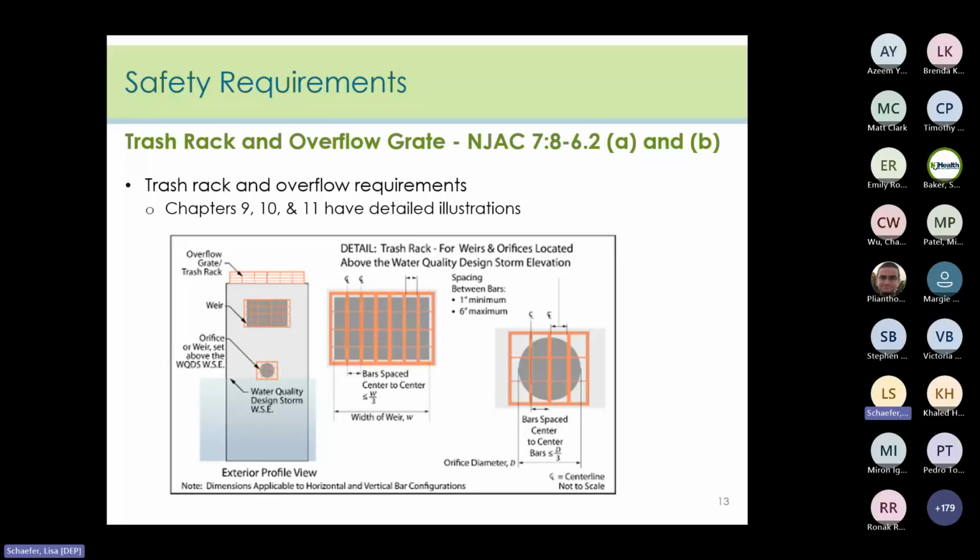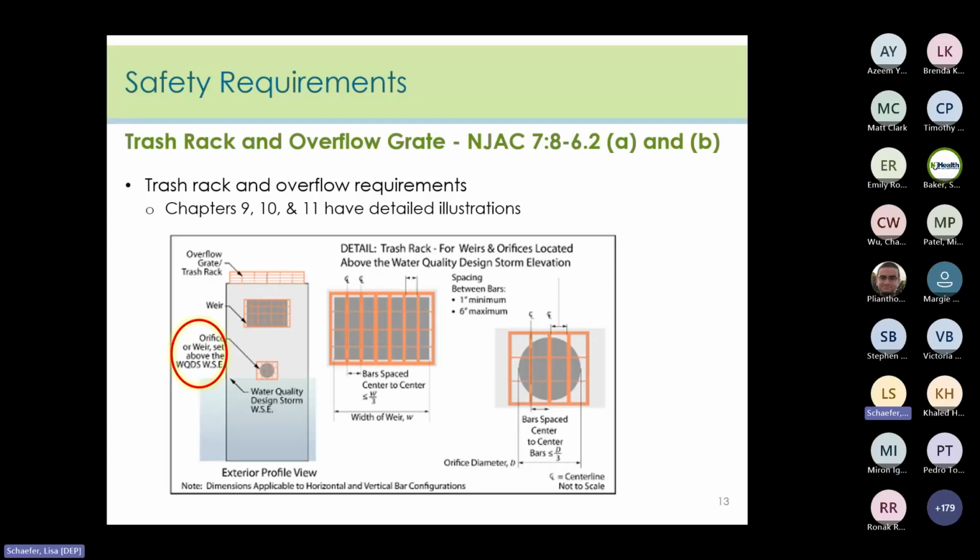So one thing you should note is that the rule amendments from January eliminated a minimum size orifice of 2.5 inches at the inlet to an outlet control. And pursuant to that change, this detail was updated. It's a subtle change, but I wanted you to be aware of it in your reviews.